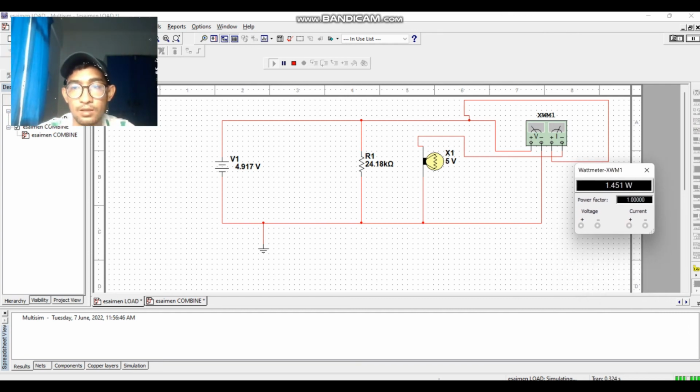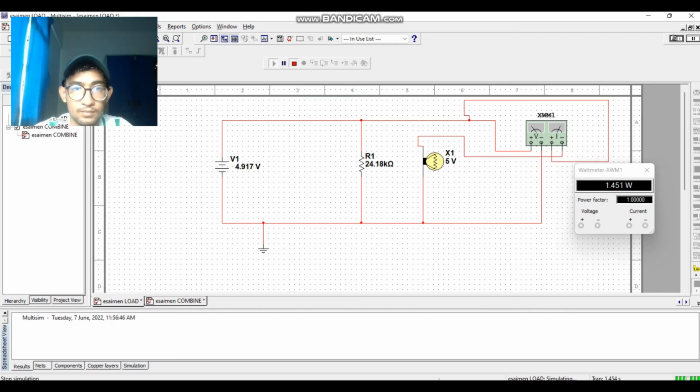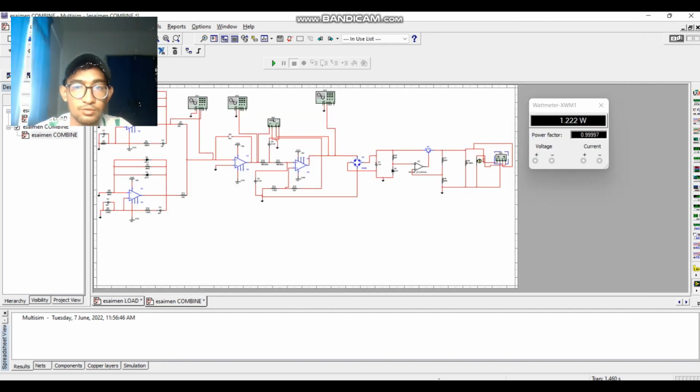So we will get 1.451 watt, which we accept because it's near 1 watt. Okay. So let's proceed to the combined circuit, where I will combine all the circuits from this project.